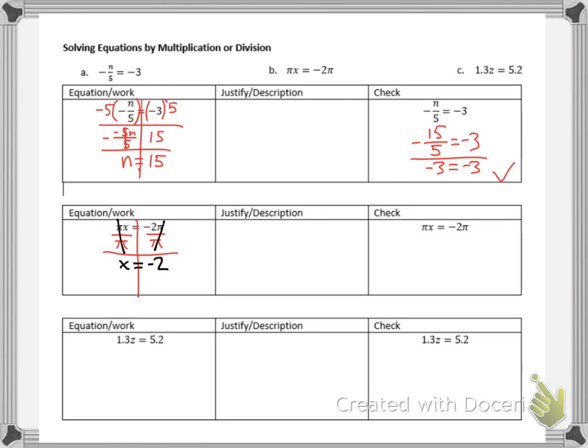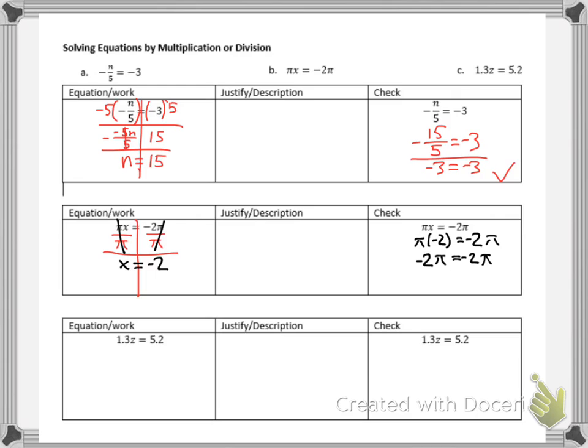And there's our answer. So to check this, I'm going to have pi times negative 2 equals negative 2 pi. Well, 3 times 5 is 15. 5 times 3 is 15. The order I multiply things in doesn't really matter. So both sides of this are really the same thing. I just rearranged the order.